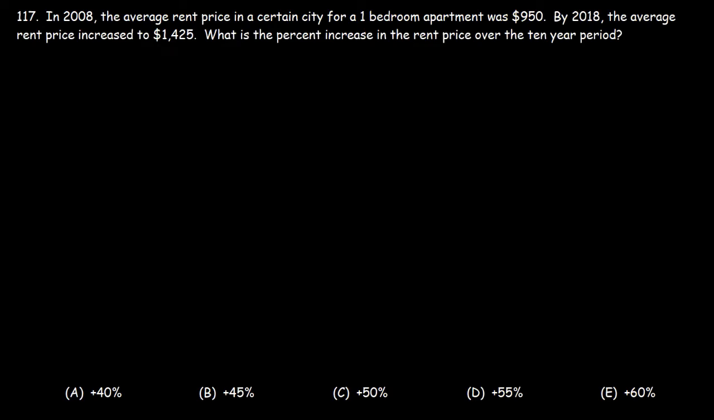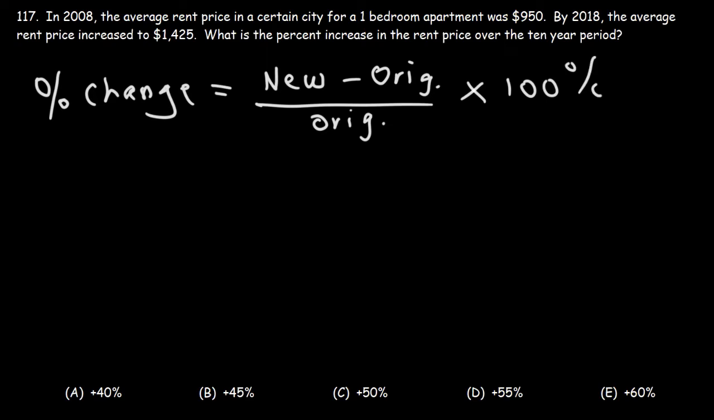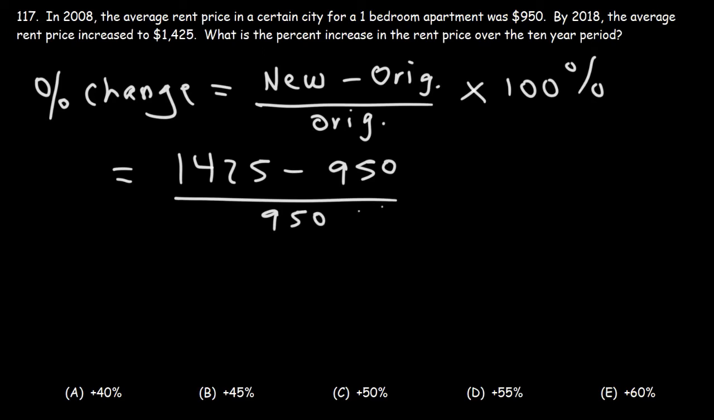There's a formula in which we can calculate the percent change. Here it is. The percent change is equal to the new price minus the original price divided by the original price times 100%. So the new price is $1,425. The original price is $950, and we're going to divide it by $950 again.